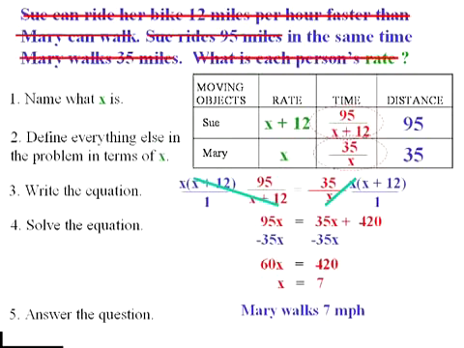Oh, and they also want to know Sue. Good thing I wrote that in the chart too. Well, Sue is x plus 12. So 7 plus 12. Sue rides 19 miles an hour. And that makes sense, doesn't it?